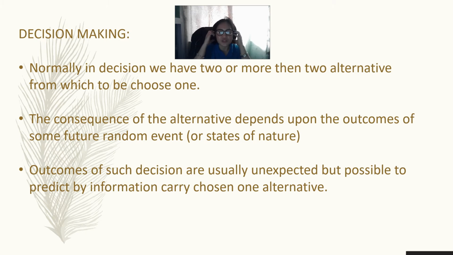The consequence of the alternative depends upon the outcomes of some future random event or state of nature. So whatever the consequences of your chosen alternative, they depend on the outcomes of some future random event, because in every decision there is what we call uncertainty. So we really don't know what will happen or what the outcome will be in the future, because as I've said, decisions are uncertain.